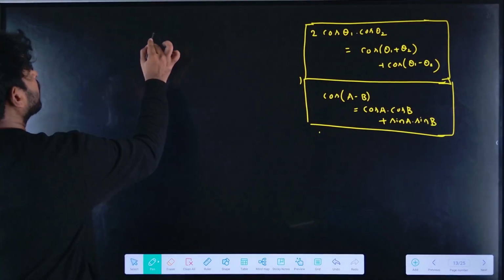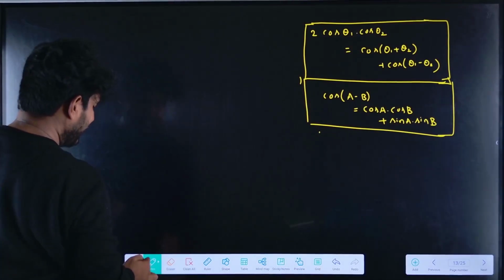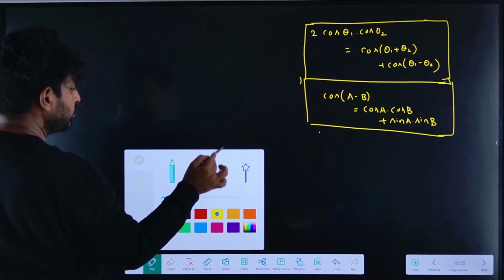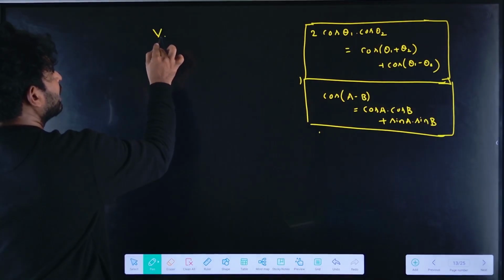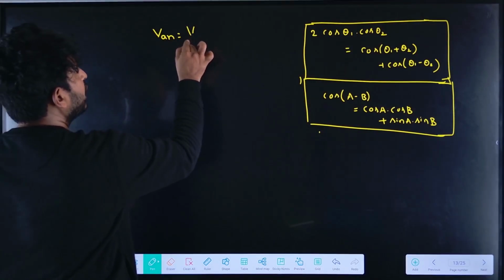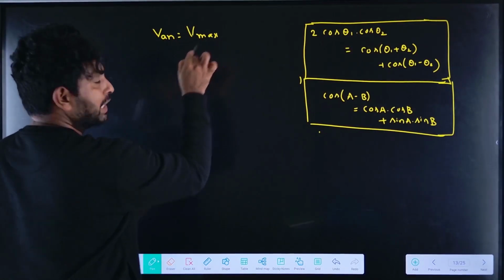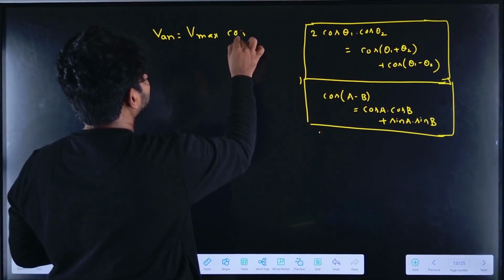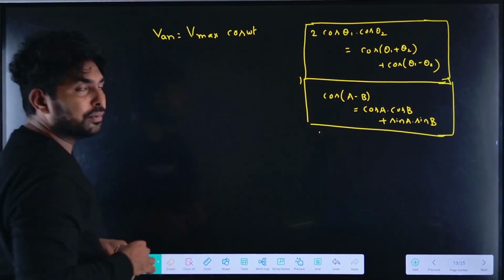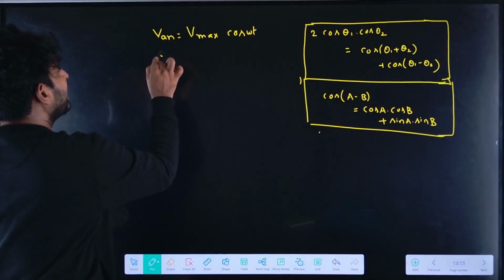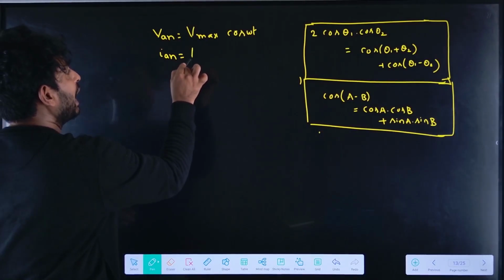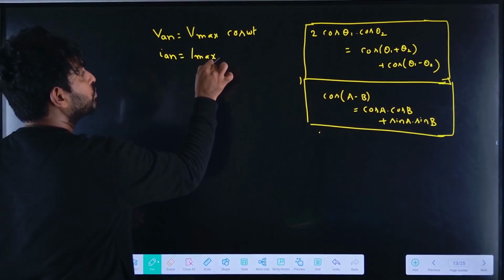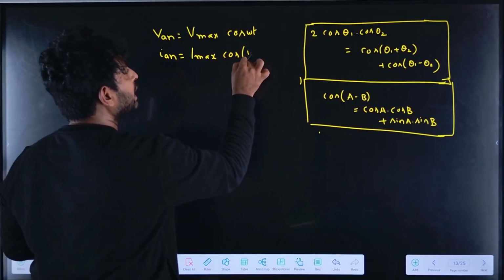So let me solve the problem. VAN is equal to V max into cos omega t, right? IAN is given as I max into cos omega t minus theta.